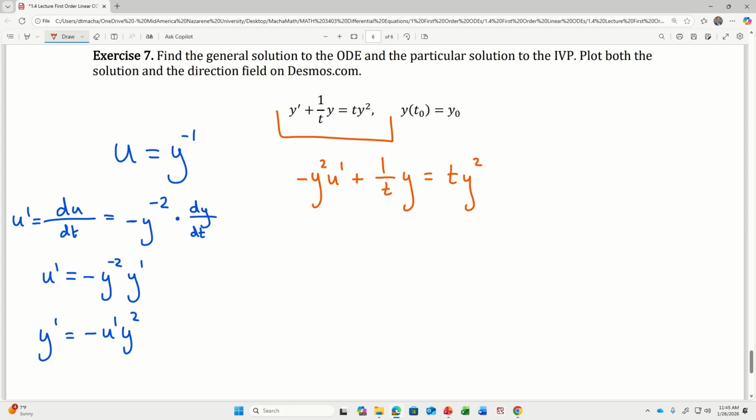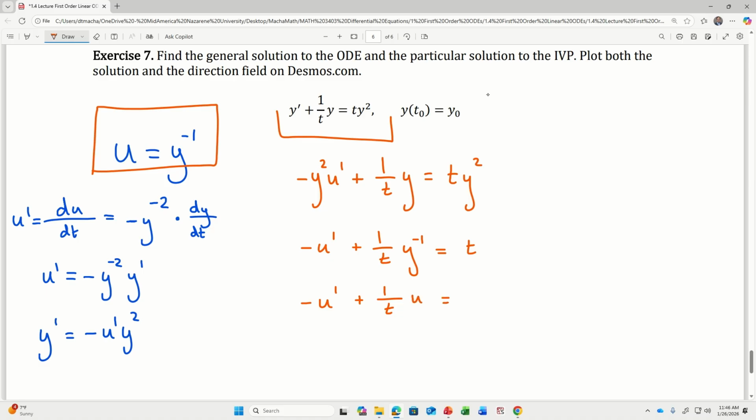Okay, next, all three of these terms have a y in them, but we're going to go ahead and divide the whole thing by y squared. If I divide this entire equation by y squared, I get negative u prime plus 1 over t y to the negative 1 power and t. What should I do to replace y to the negative 1 power? Yeah, that's the definition of my u, so I could just replace that with a u.